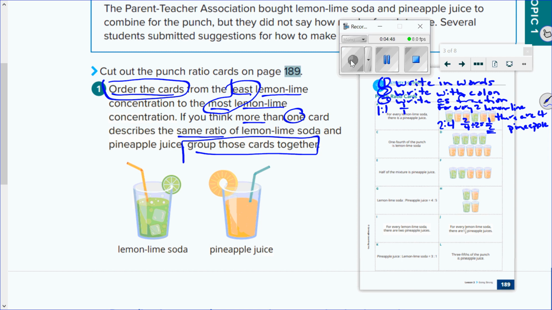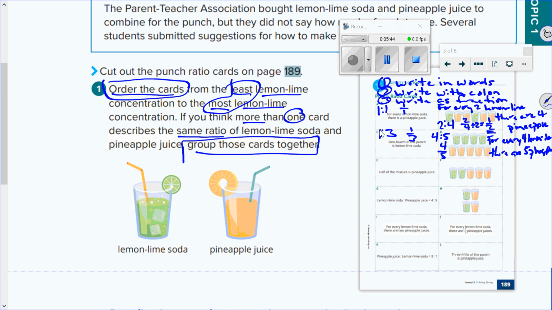So there's 1 part of lemon lime, so I know that, but it's 4 total, so what's the part for pineapple? 3. So then I write it as a fraction, 1/3. My next one, they gave me a picture, so I need to write it out. So for every 4 lemon lime, there are 5 pineapple. So writing that as a ratio, that becomes 4 to 5, as a fraction, becomes 4/5. E, half the mixture is pineapple. Is that a part to whole or a part to part comparison?